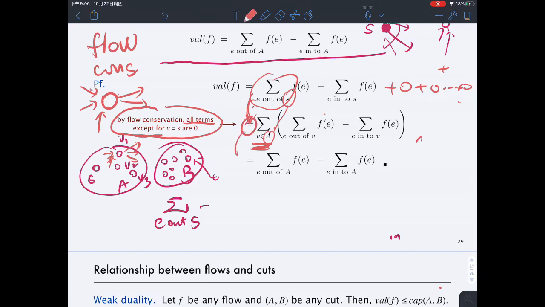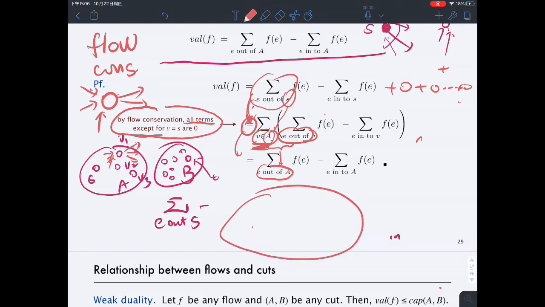Finally, let's also look at the equality in the third one. It says that I don't really need to look into the internal edges. What is written here is the sum over V in A of E out of V, and these two terms collapse into E out of A.